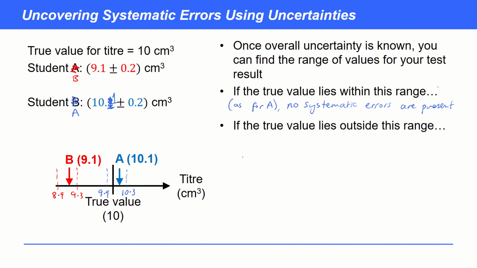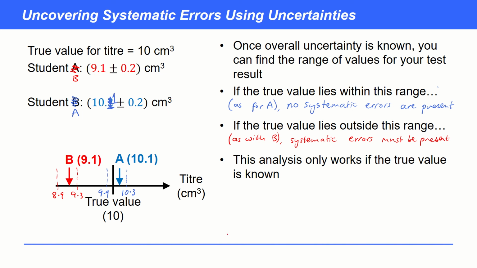If the true value lies outside the range, as you have with student B, then systematic effects must be present. Even accounting for the fact that B's equipment wasn't perfect, B is asserting that the value should be between 8.9 and 9.3, but actually they're out still by a good amount, even considering that uncertainty bound. And therefore there must be some additional error which is causing this drift, and that would be a systematic error.